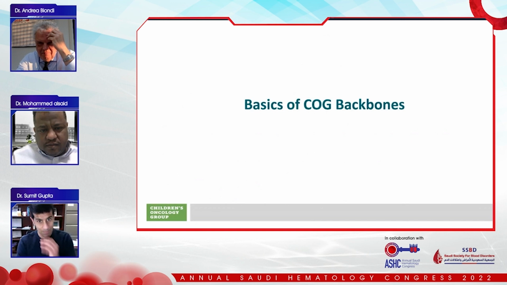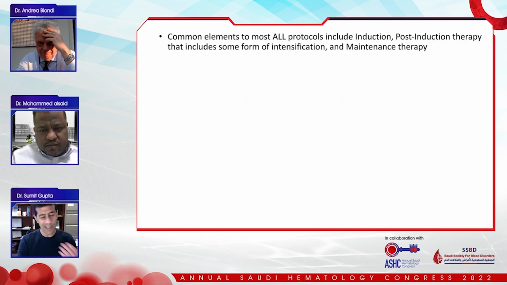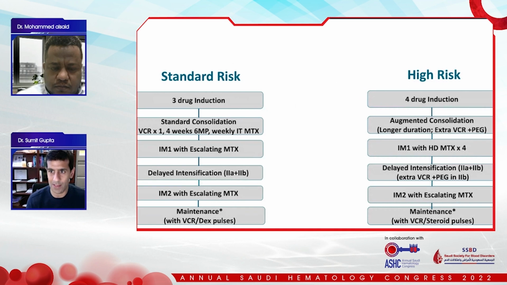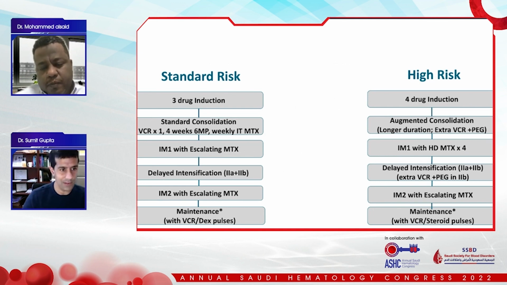In terms of the basics of COG backbones, everyone in this audience already knows that all ALL protocols have induction, post-induction therapy that includes some form of intensification, and then maintenance. This is a very basic graphic of standard versus high-risk therapy in the COG hands. Though all the protocols in high-income countries are similar and get you to the same place in terms of overall event-free and overall survival, they all have subtle differences, or not so subtle differences, and they all have different advantages and disadvantages unique to that protocol. That's the way I think of it anyways.